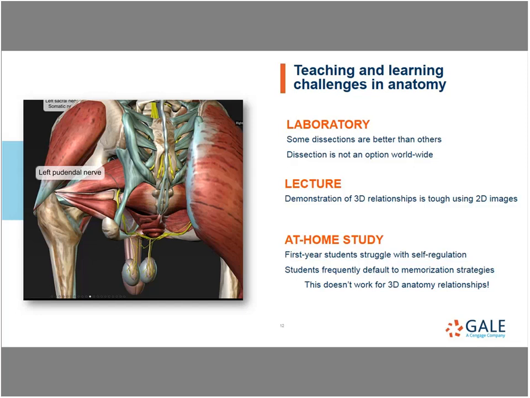So, I know from my experience working with first-year medical students or working with undergraduates that these students often struggle with the self-regulation process that's necessary to work with this much information. And students frequently will default to the memorization strategies that were successful at getting them into college or getting them into medical school. Unfortunately, anatomy relationships are just incredibly complex. There are tens of thousands of pieces in the human body, and they're all interacting with each other in different ways. And it's just impossible to learn that kind of information by memorizing it.